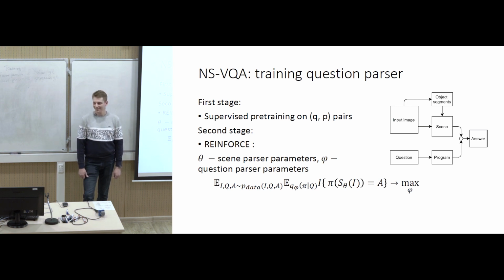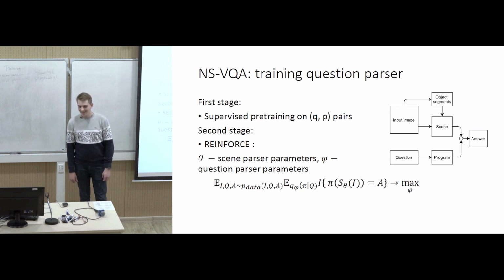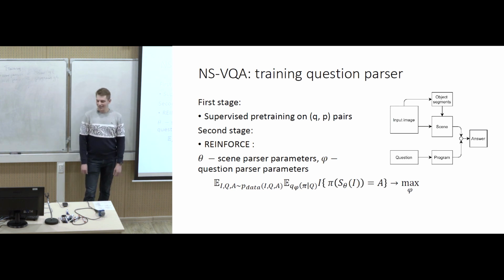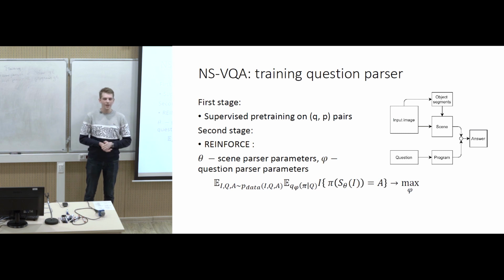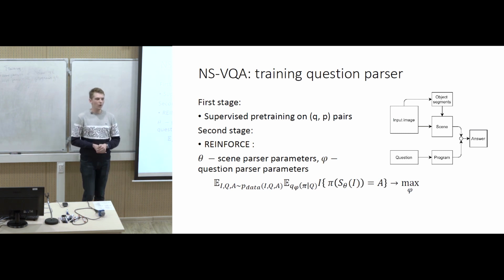Because the program is something discrete. Yes, actually. And in here, we use REINFORCE, but there are a few different techniques for reducing its variance. So we use a constant baseline, we use early stopping, and weight decay. The authors claim that it reduces the variance of the estimator.